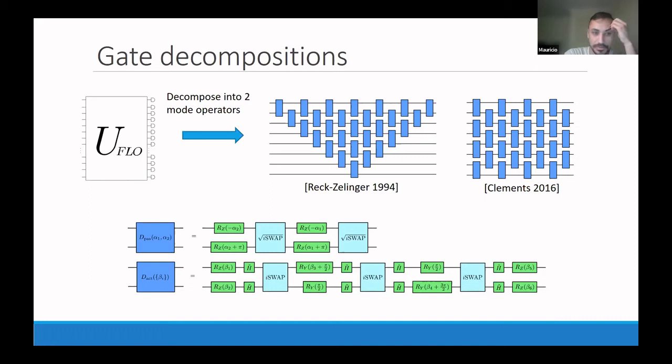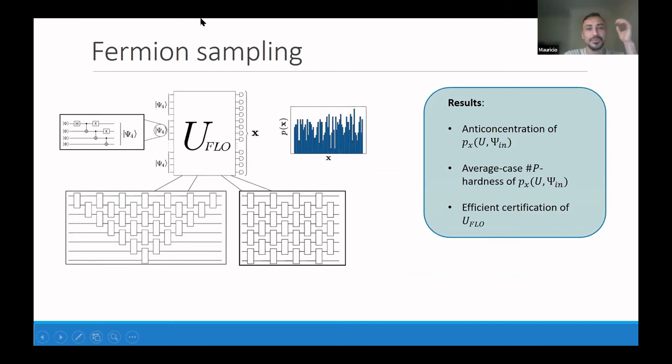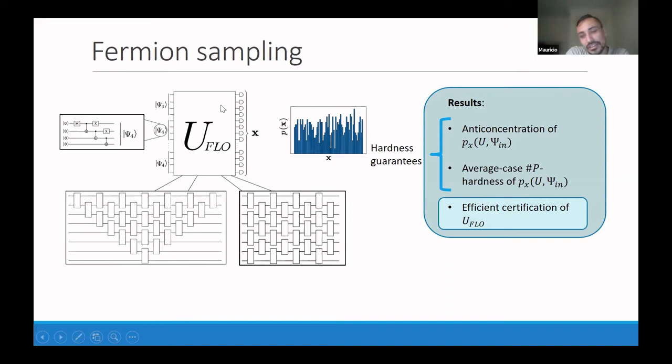So what are the results we show? Now I showed you what fermion sampling is, and we show three main results in our work. The first two, anticoncentration and the average case hardness, are the hardness guarantees. These two things guarantee, provided some conjectures, that sampling from these distributions is hard. And the last result says that there is some efficient certification for the circuits.